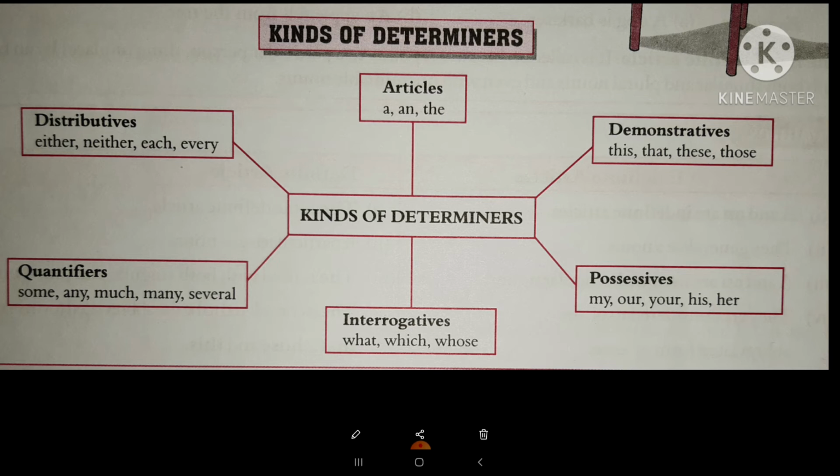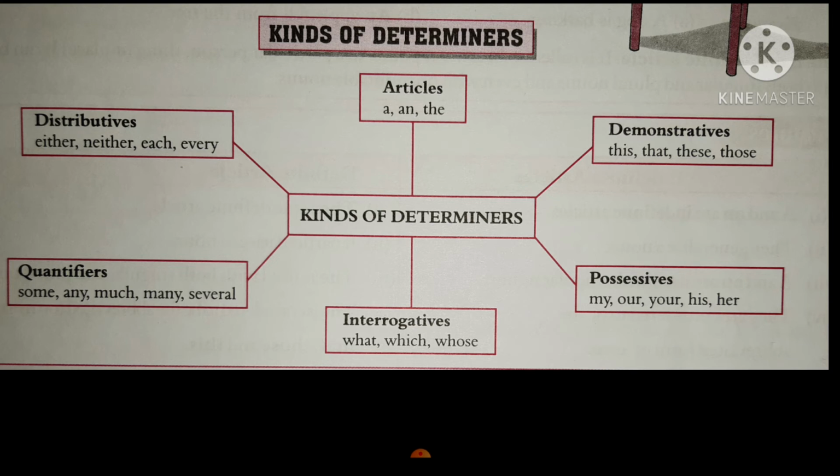Next one is any. Any we are using with negative and interrogative sentences. See, I am saying, I don't have any money to spare. I don't have, it is a negative sentence. Then I am saying, do you have any money in your pocket? Don't you have any money in your pocket? Again, it is an interrogative sentence. So when we have a negative or interrogative sentence, we can use any.